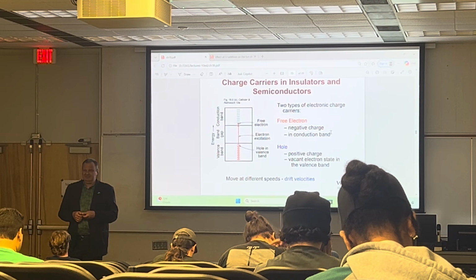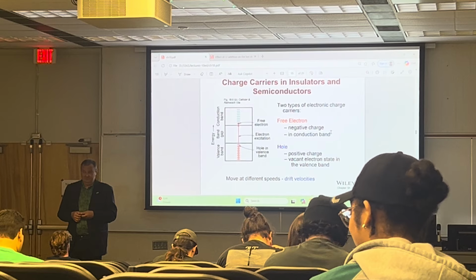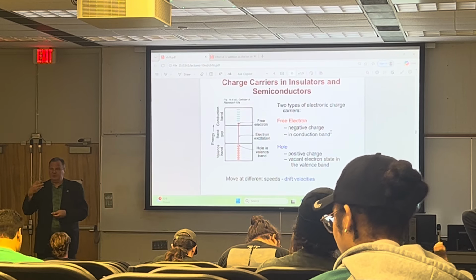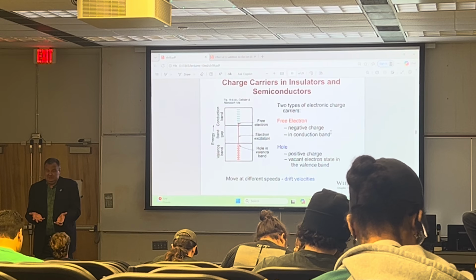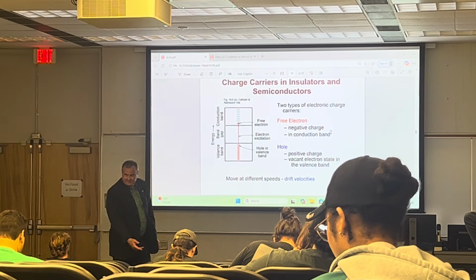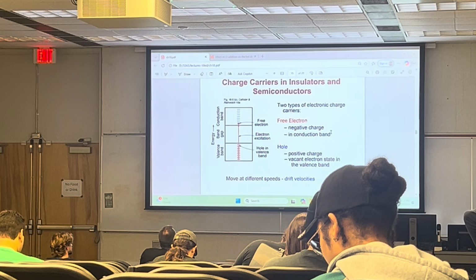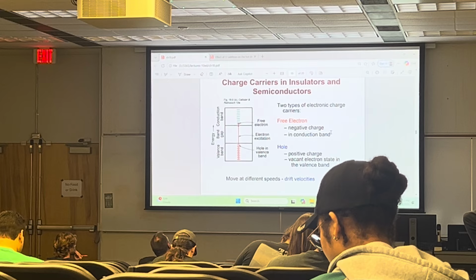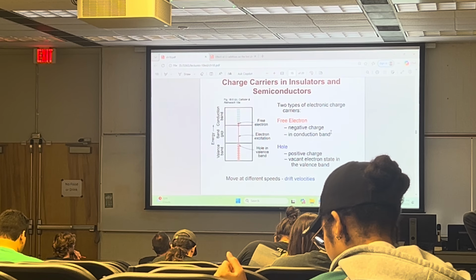Okay, yeah, it's okay. Well, let's just think. There's no electron. So if there is no electron, it means that there's a spot, like here. I can take a spot. Now I can sit here because it's empty. All right, let me see what you're reading here. Okay, two types of electronic charge carriers. Free electron: it's a negative charge, and it's in the conduction band.